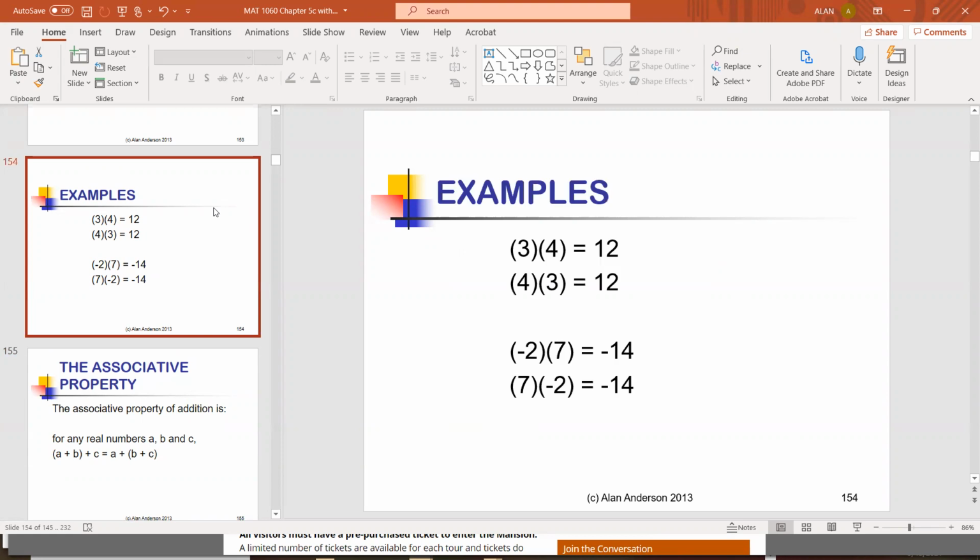Let me show you some examples. 3 times 4 is 12. 4 times 3 is 12. -2 times 7 is -14, as is 7 times -2.